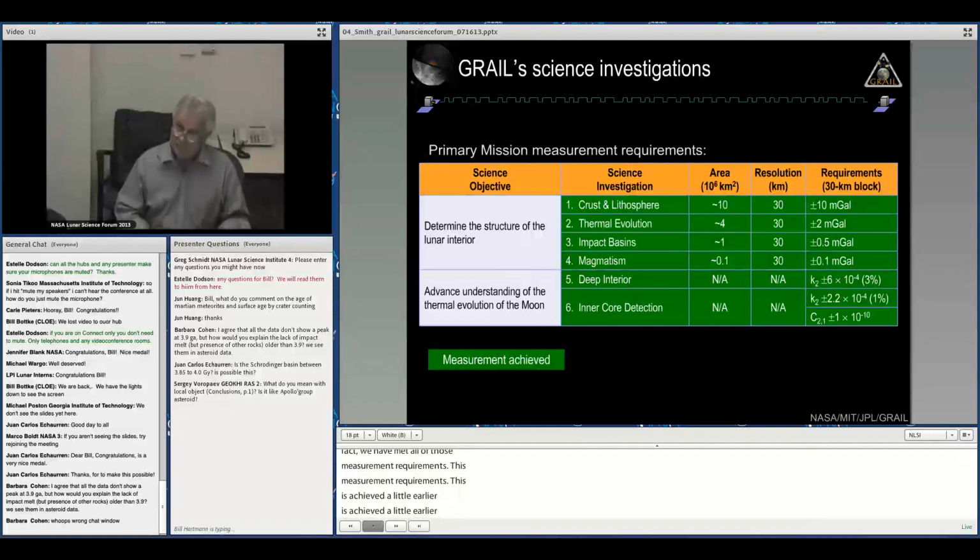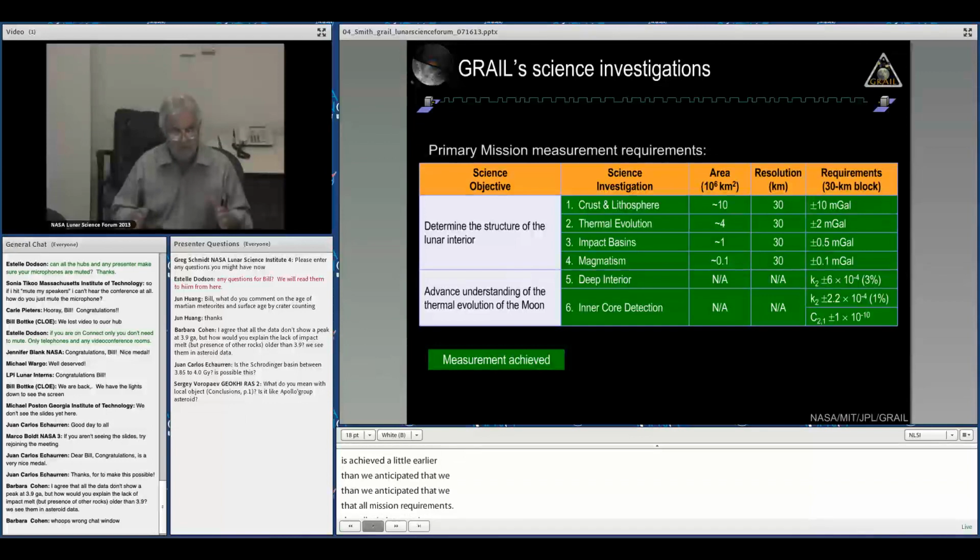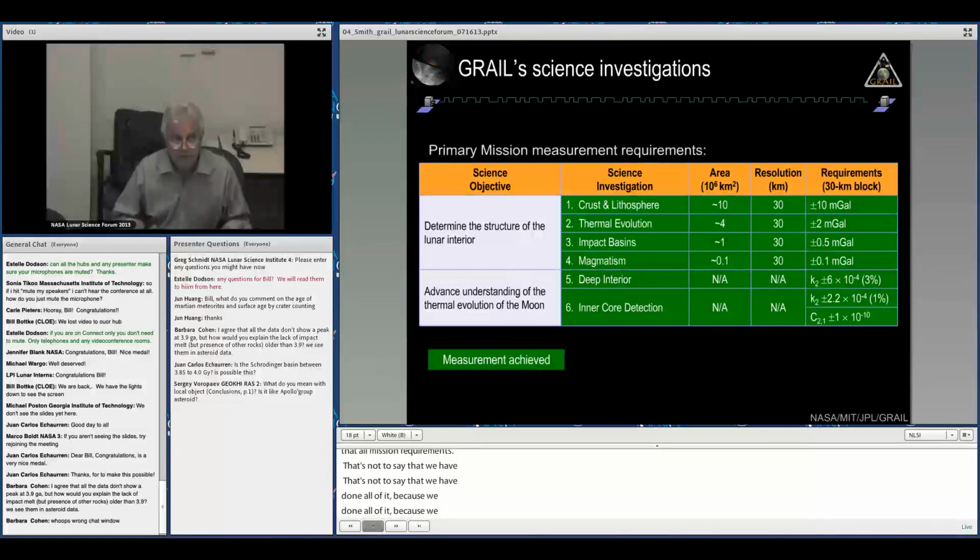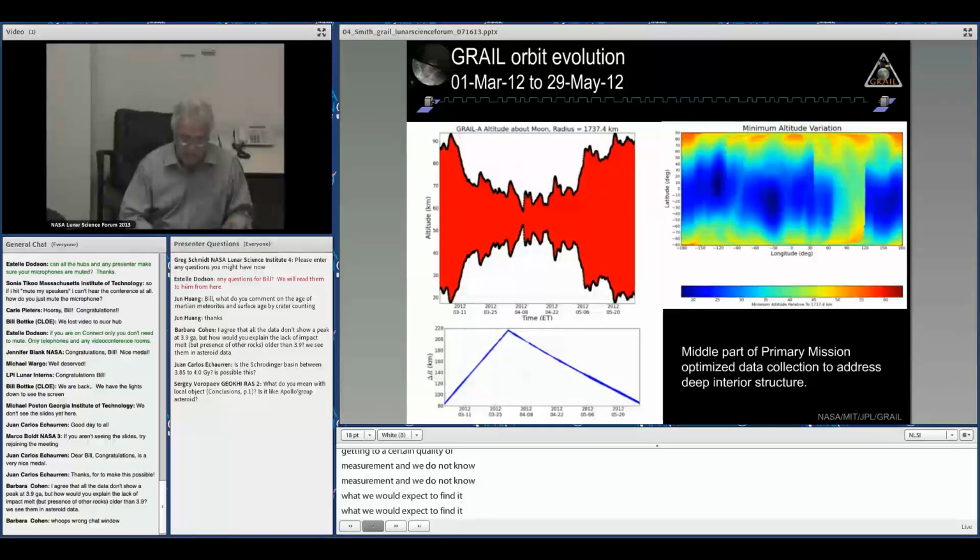Now, that's not to say that we've done all the science, because we formulated the initial science objectives in terms of actually getting to a certain quality of measurement. Frankly, we did not know what we would expect to find at these very short wavelengths. And so this was the first part of the mission. In fact, in some ways it was the initial part that enabled the rest of it.